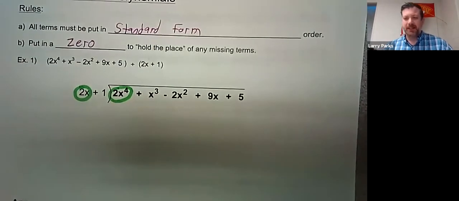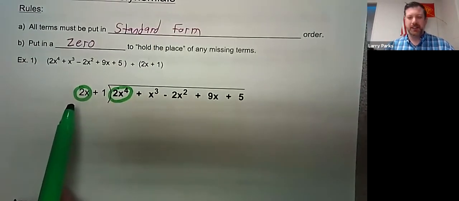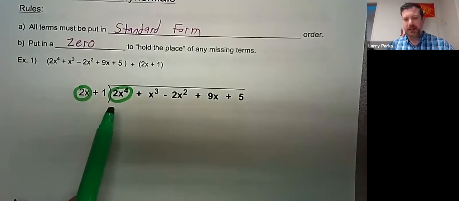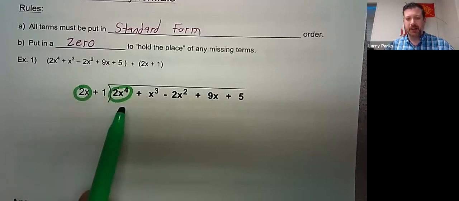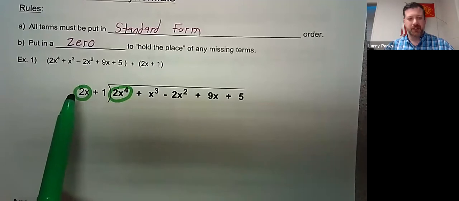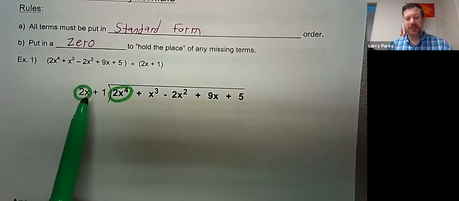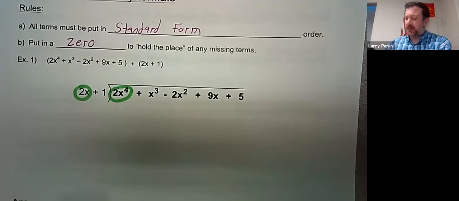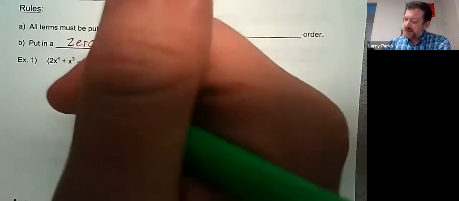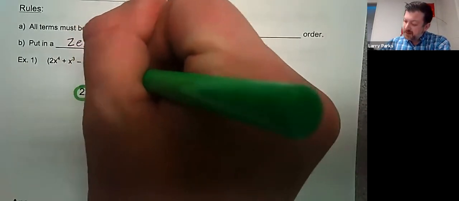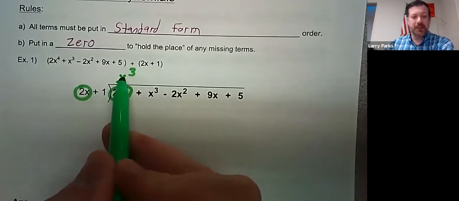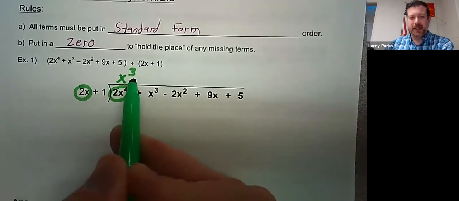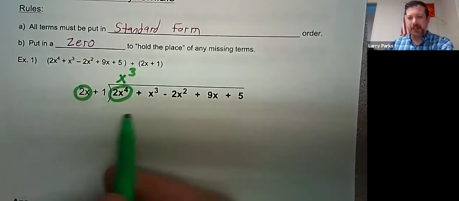And you're going to ask yourself, 2x times what is 2x to the 4th? Well, I already have the 2, so all I really need is x cubed. Okay, so I'm going to put x cubed. And then I take x cubed times 2x, and then x cubed times 1. I'm going to put those down here.